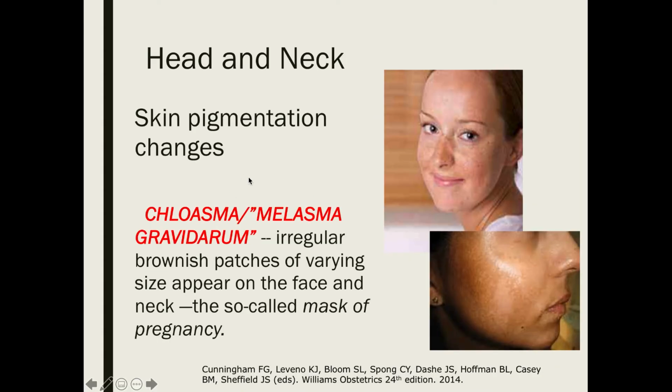Very peculiar among pregnant women will be the skin pigmentation changes, especially in the head and neck and even the abdominal area. Okay, for the head and neck area, you might note cloasma or melasma gravidarum, and these are the irregular brownish patches of varying size that appear on the face and the neck of a pregnant woman, and this is also called the mask of pregnancy.